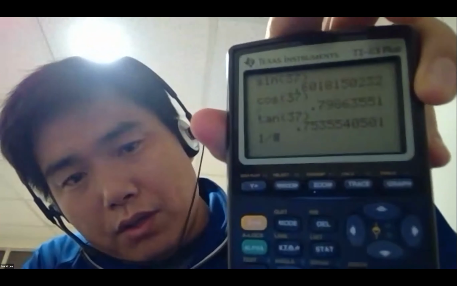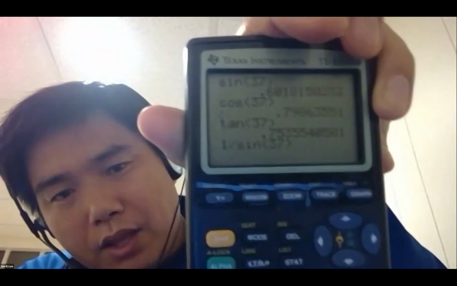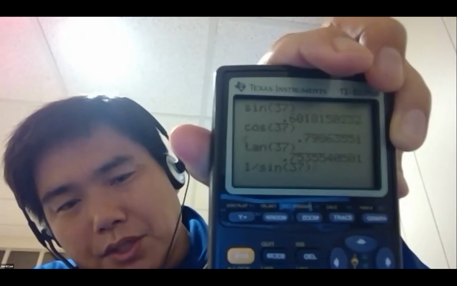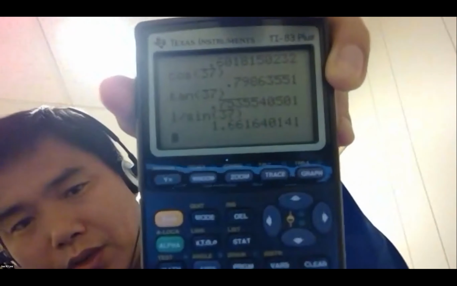So cosecant means you are typing 1 divide sine 37. So you see that 1 over sine 37, right? That value represents cosecant 37. Enter, then you will get 1.662. Okay. So this gives 1.662.